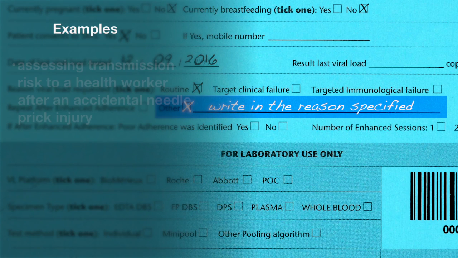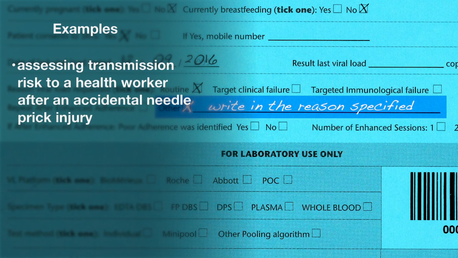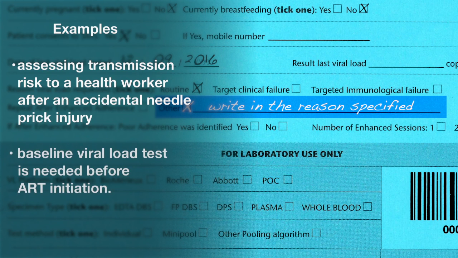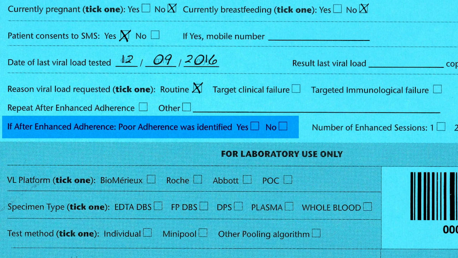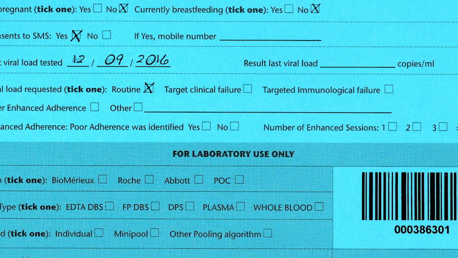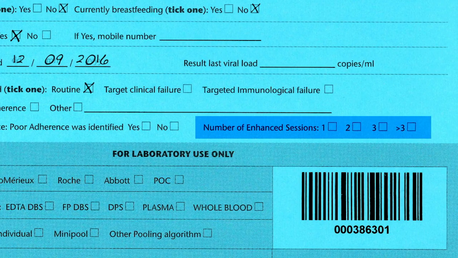Some examples include when assessing transmission risk to a health worker after an accidental needle prick injury, or in rare circumstances when a baseline viral load test is needed before ART initiation. If a patient has received enhanced adherence interventions, tick the yes box if poor adherence was identified. Otherwise, tick the no box. Tick the number of enhanced sessions the patients received.